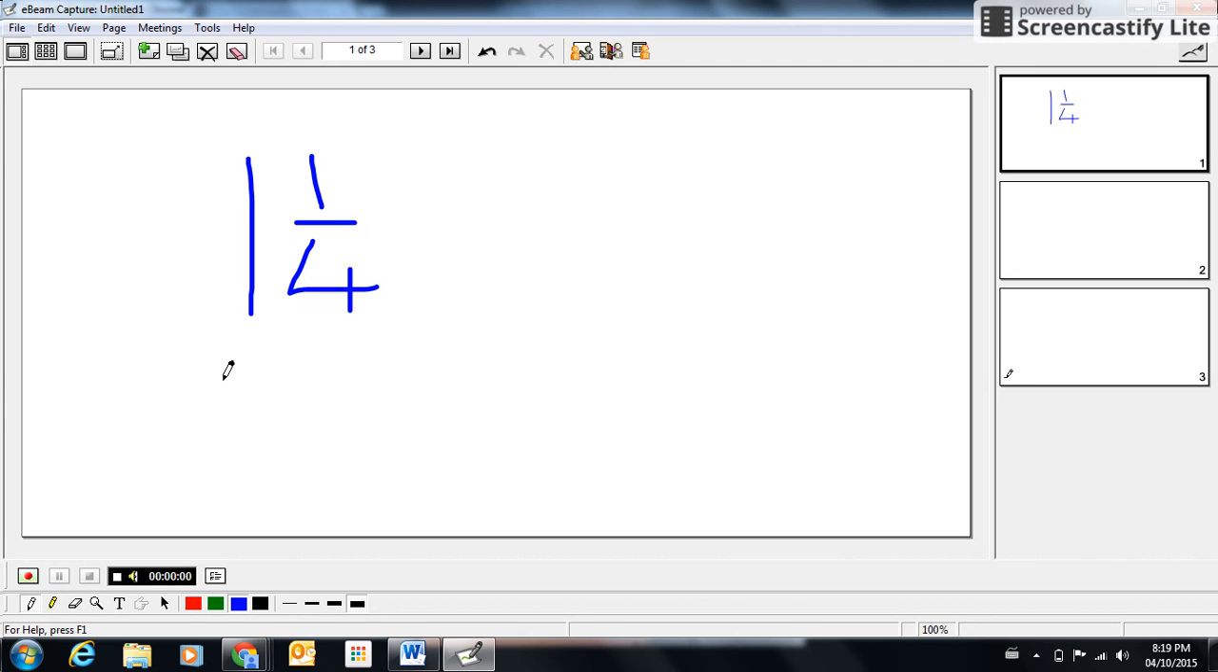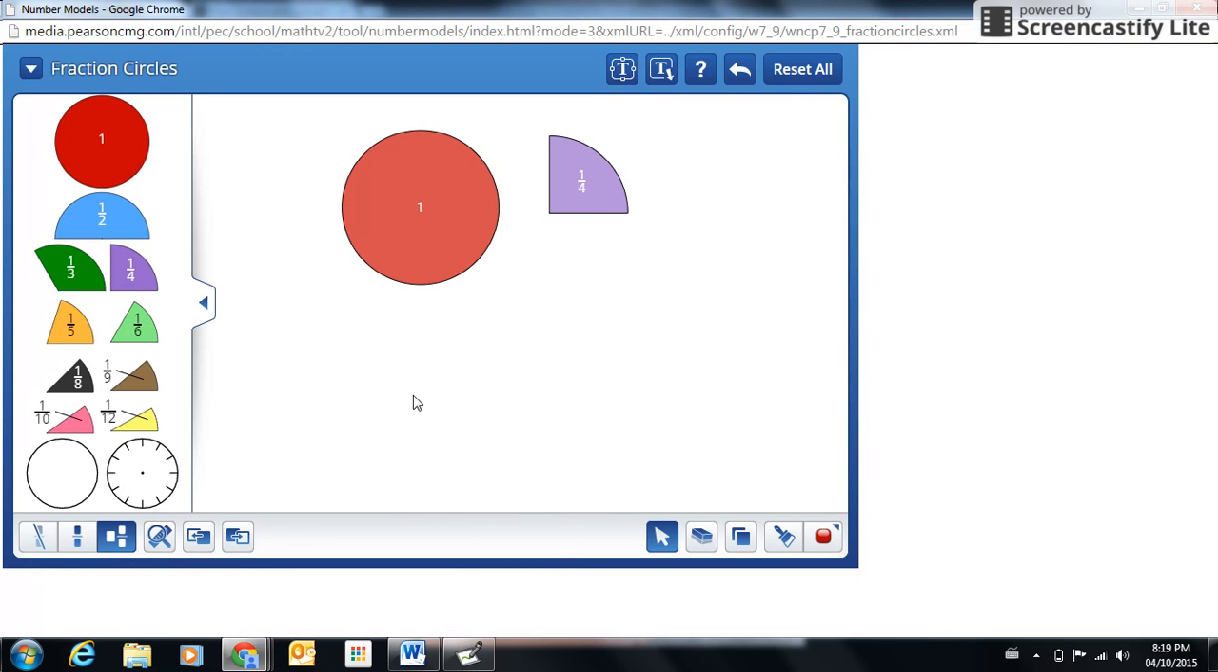So if you don't remember how, there's a couple ways we can do it. One is we can go back and model it. How many quarters would it take to fill up this circle? So we'll go like this and use our manipulatives here. And so you can count with me. 1, 2, 3, 4, 5. So it takes 5 quarters to cover up 1 1/4 circles.